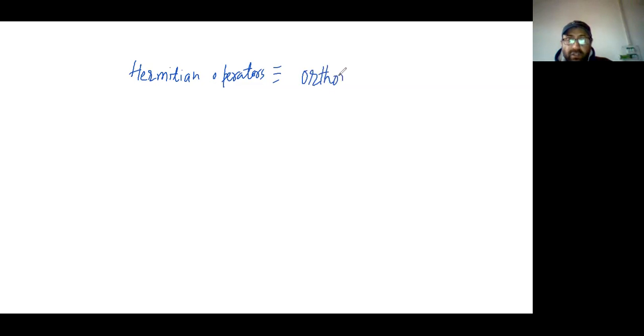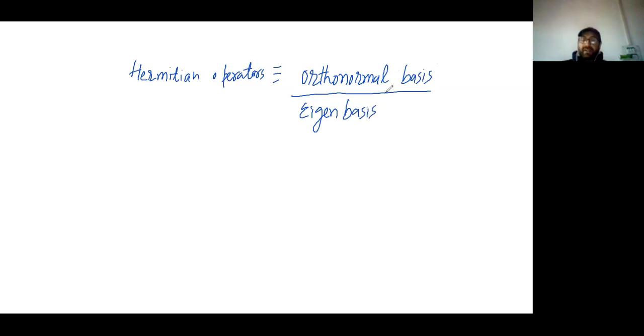This is not just any orthonormal basis. This is a very special basis, so let us give it a name. This is a basis made up of eigenvectors of the operator. This is the eigenbasis of these operators. And why is it important?